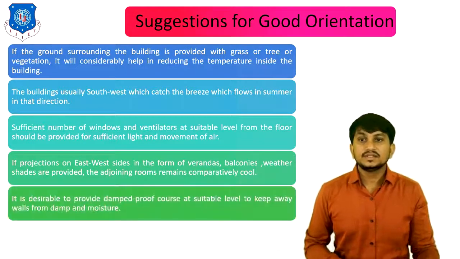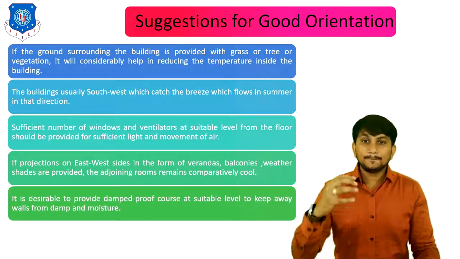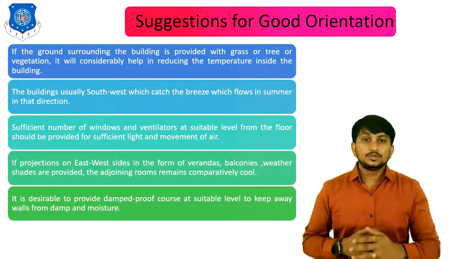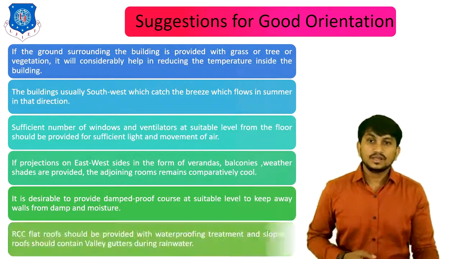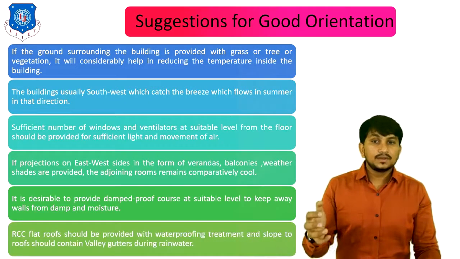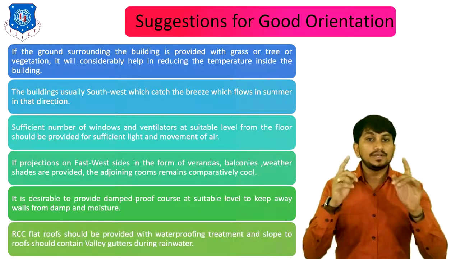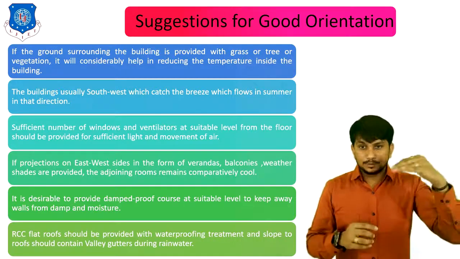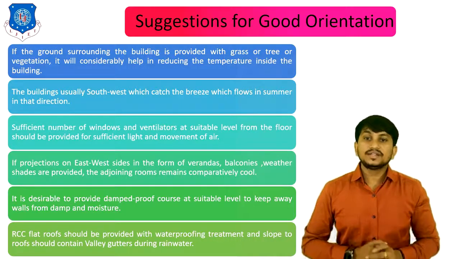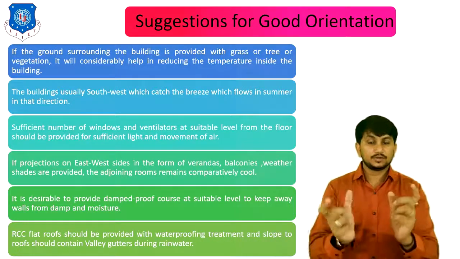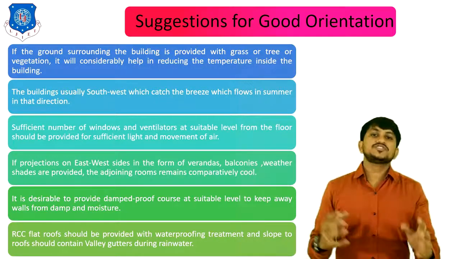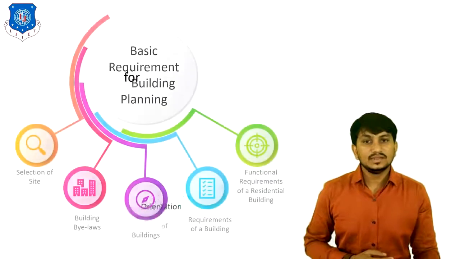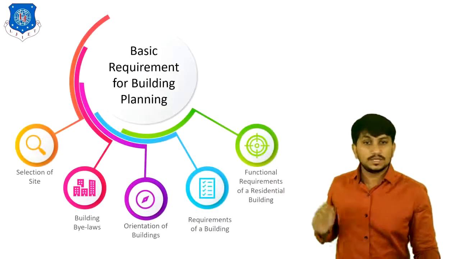It is desirable to provide damp proof courses at suitable level to keep the walls away from damp and moisture. RCC flat roofs should be provided with waterproofing treatment, and sloping roofs should contain valley gutters for draining rainwater. These are the various suggestions for good orientation of the building. That's all about the orientation of the building.